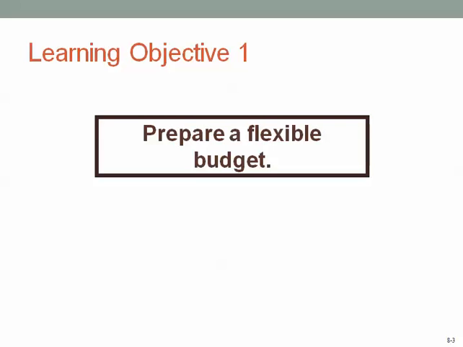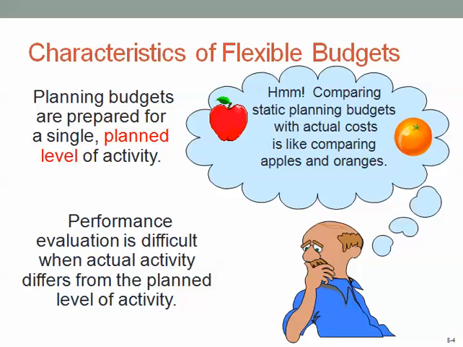Learning objective number one is to learn how to prepare a flexible budget. We'll begin by examining some characteristics of our flexible budget. Our planning budget was prepared before the period began, and it's really only valid for our original planned level of activity. If our actual level of activity differs from that which was originally planned, which it probably will, we'll find it's misleading to try to evaluate our performance by comparing our actual costs to our original or static budget.